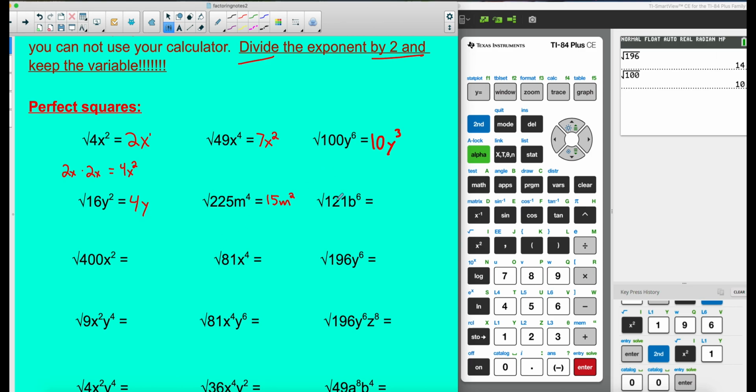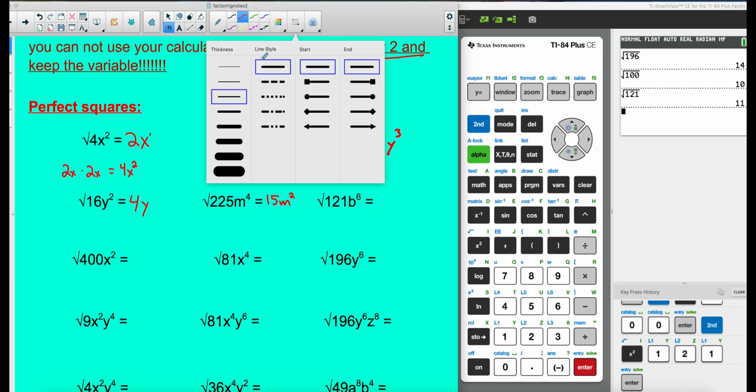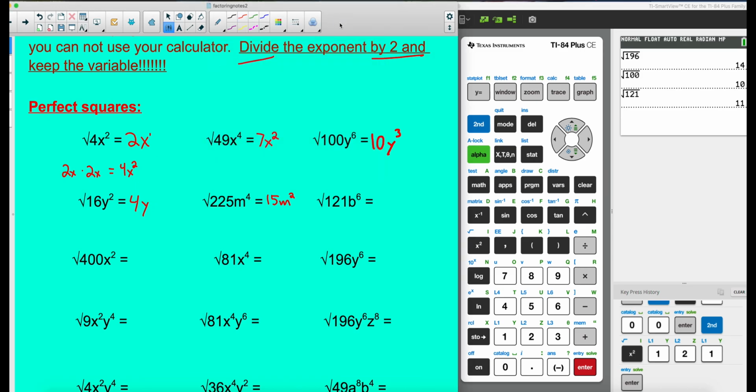All right, now let's say you come across 121. Again, you don't know it. You forgot. No problem. Go to the calculator. Second function, x squared, 121. You hit enter. The square root of 121 is 11. So we put that, 11. Now, notice you have b to the sixth. Keep the b. But what's half of 6? 6 divided by 2 is 3, so it's b to the third.